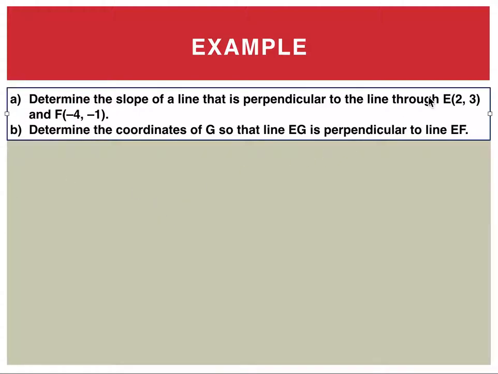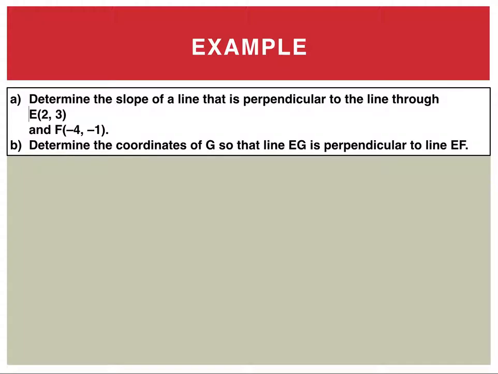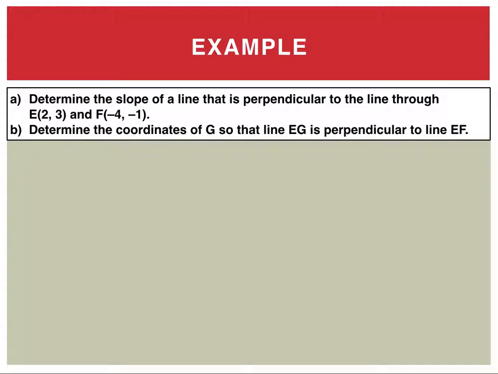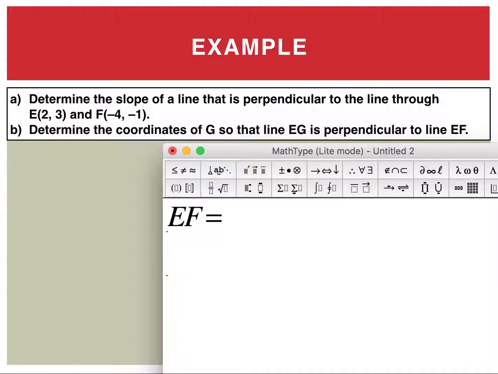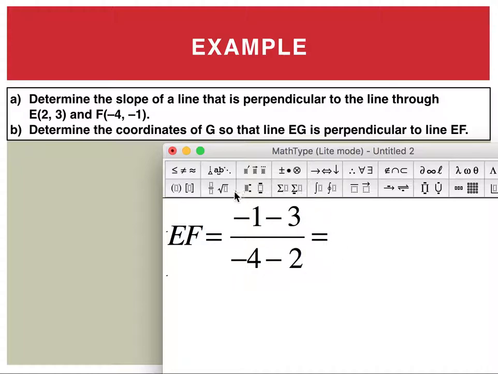Okay, so here's one. This one's a little trickier. Well, not really, but it says determine the slope of a line that is perpendicular to the line through EF. So right away, I see 2 points. I know I'm going to have to find slope. So I just do it right away. So I do negative 1 minus 3. I start with the two last numbers, and then I do negative 4 minus 2, and I get negative 4 over negative 6.